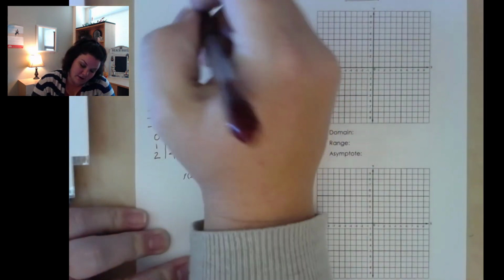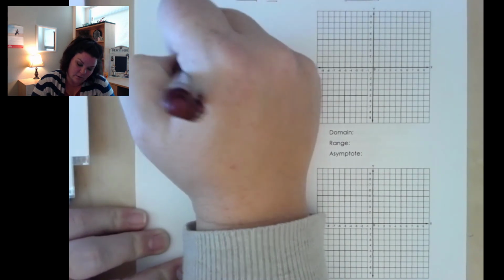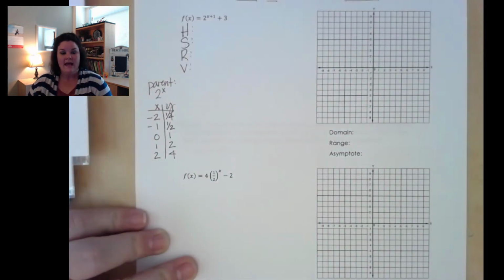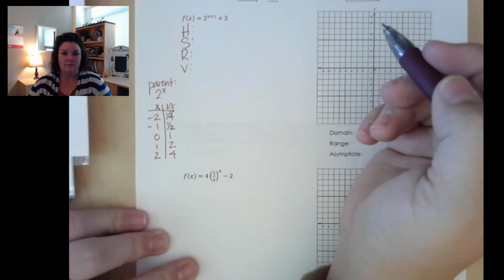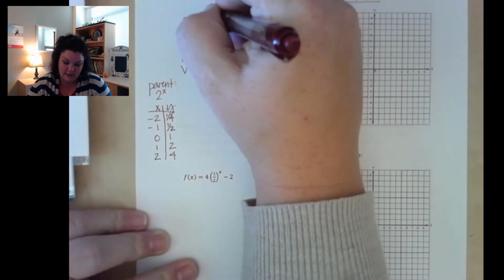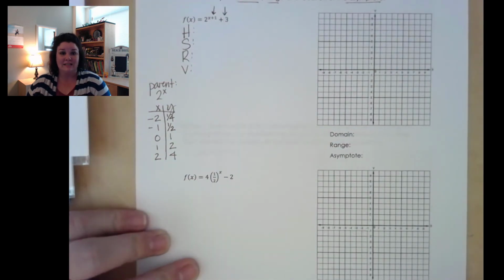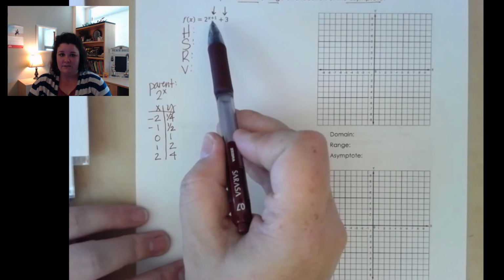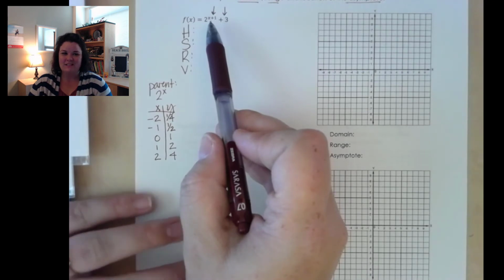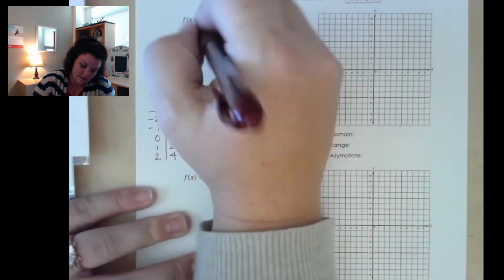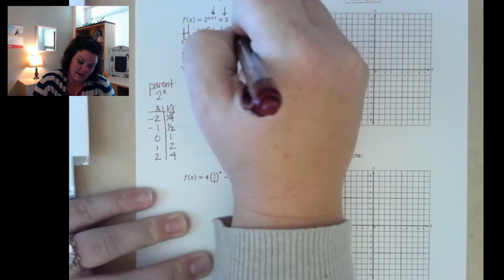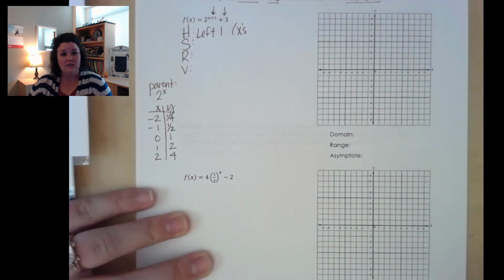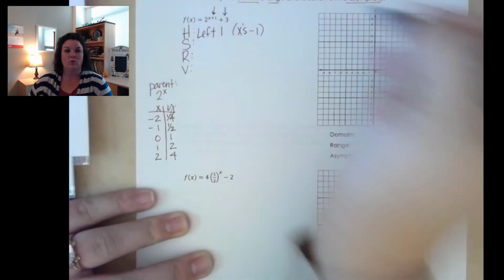So let's come up here and say HSRV, because remember we have to do them in that order. And I only see 2 transformations for this function. I see the +1 in the exponent and the +3 outside the exponent. So the +1 in the exponent is happening inside the function, so that's going to be a horizontal shift. X's are backwards from what we would think, so that's going to move us left 1. The way we're going to modify our chart to move all of our values to the left is we're going to take our x's and subtract 1.